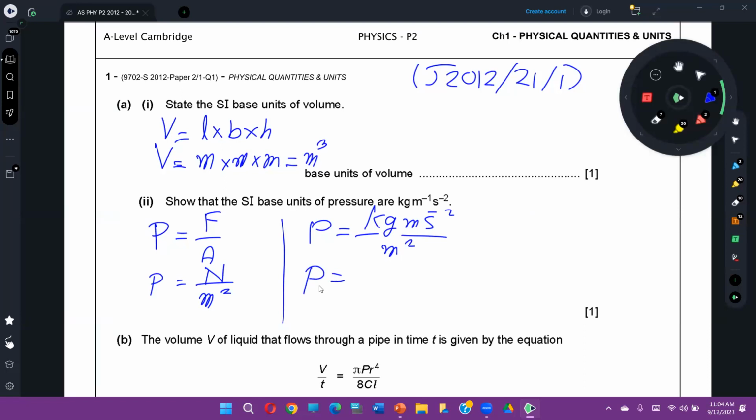This denominator meter square, will it be shifted up? When you shift it upward, it is kg m s minus 2 into m minus 2. Now combine the indices. kg m minus 1 and s minus 2.